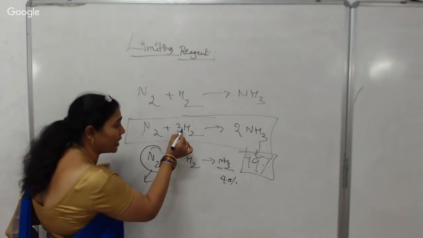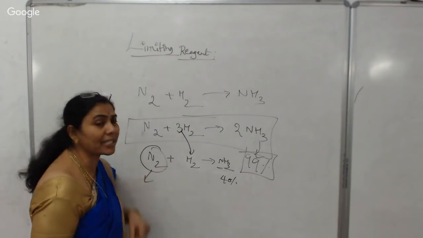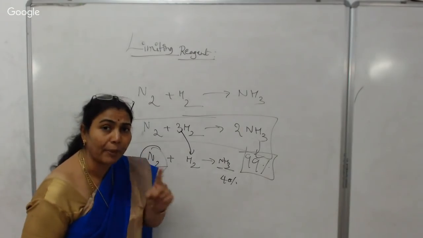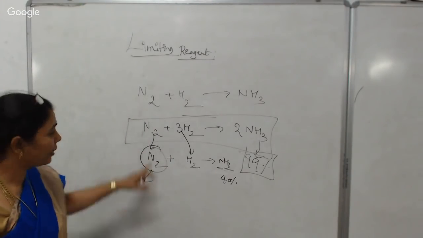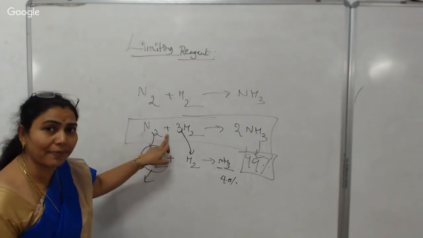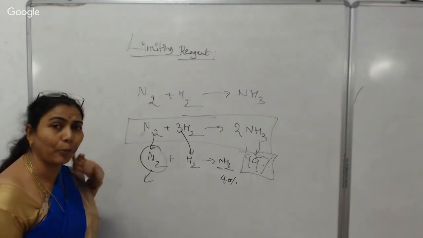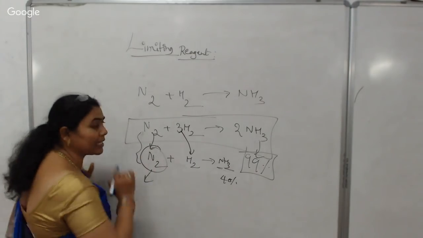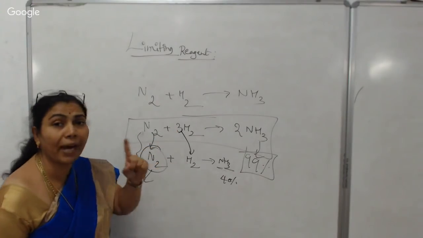Actually, according to the original equation, she has to take 3 moles. But how many moles has she taken? Only 1 mole. But nitrogen she has taken the same. In the original equation nitrogen is 1 and in the final equation also she has taken 1 cup or 1 mole. So from the nitrogen point of view it is correct. But hydrogen, instead of 3, she has taken only 1.